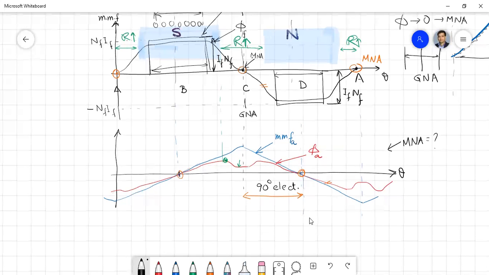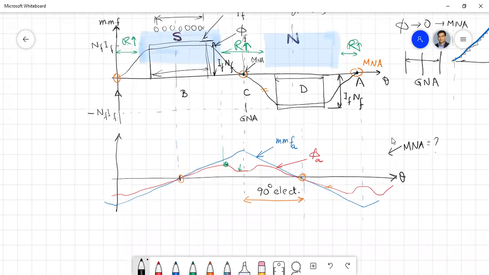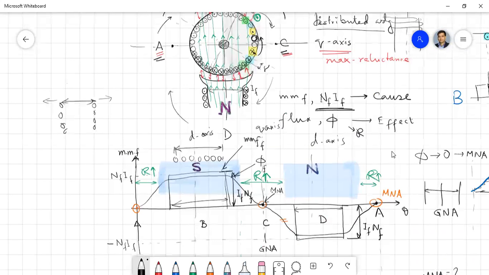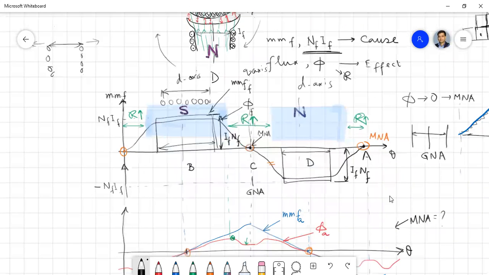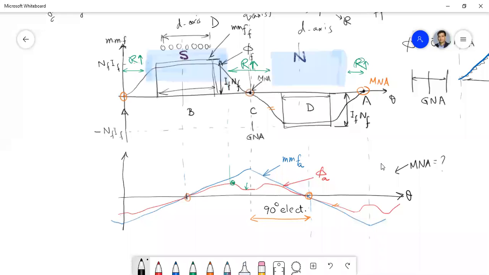Okay. Now, if this is the case, then there should not be two different distributions in this air gap. There should be only one distribution. That means these two fluxes will interact and there will be a resultant distribution in the air gap. So how to calculate this? To calculate this, we have to add these two curves. So this curve and this curve we have to add. Then we can get the resultant distribution.